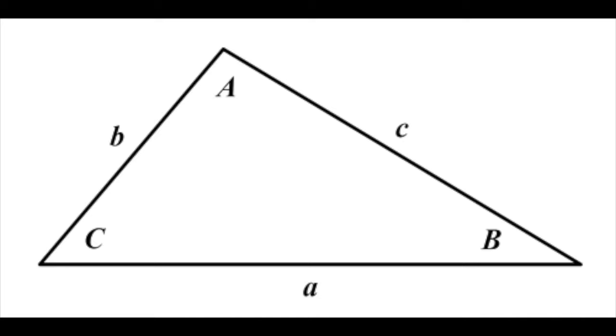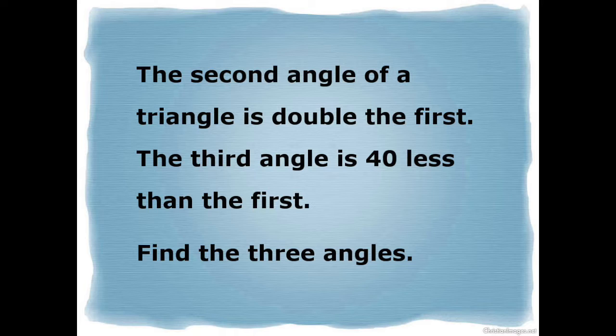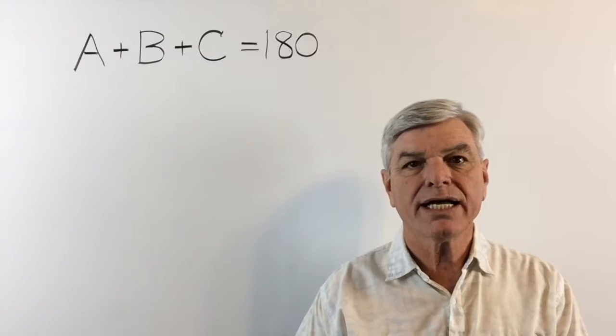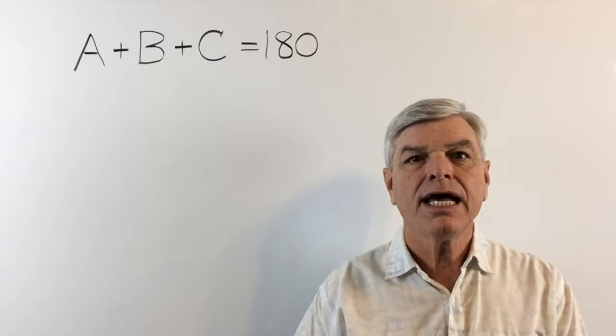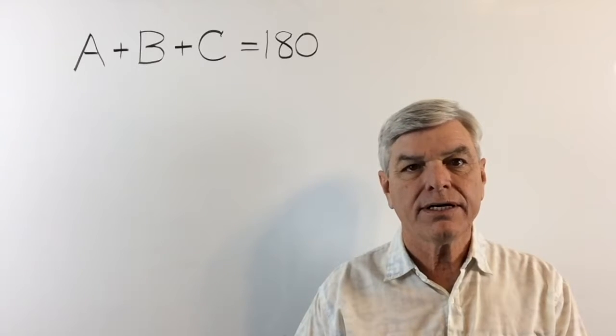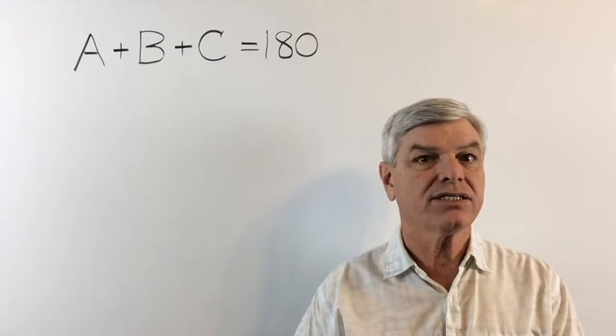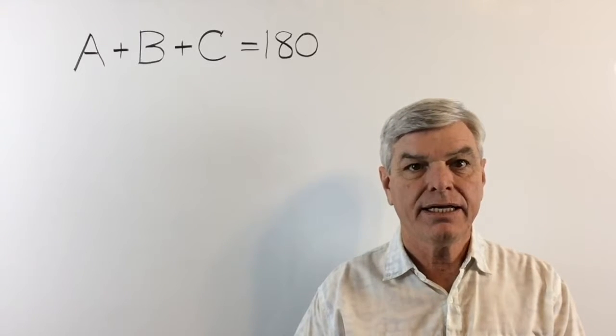Okay, this is our first problem. The second angle of a triangle is double the first. The third angle is 40 less than the first. Find the three angles. Okay, like we said, a triangle has three angles, and the three angles together equal 180. That is, the sum of the three angles equals 180.